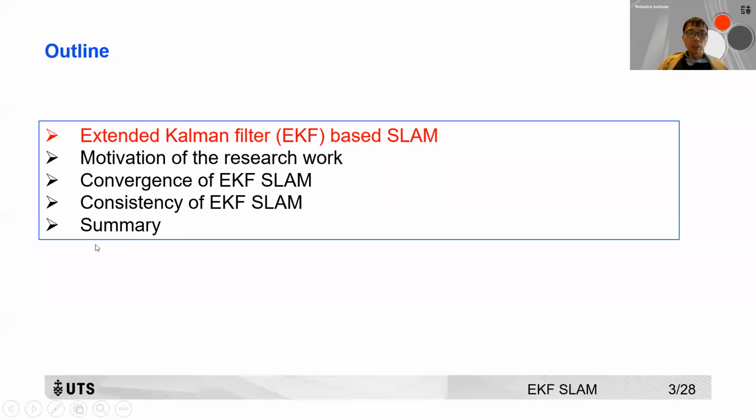This is an outline of my talk today. I will first give a quick review of extended Kalman filter based SLAM. And then I will talk about the motivation of the work, and then the convergence, and then consistency, and finally, a summary.